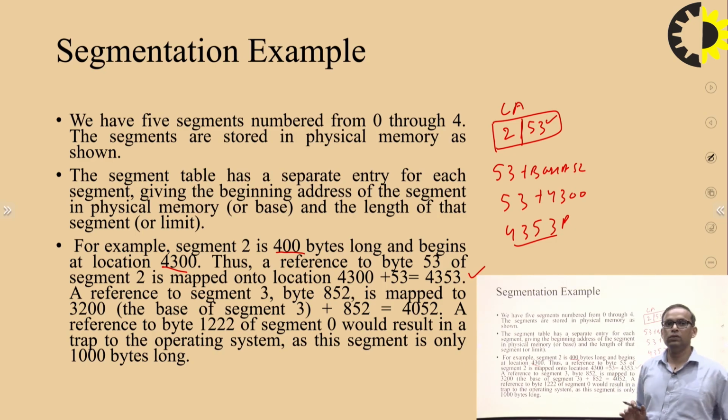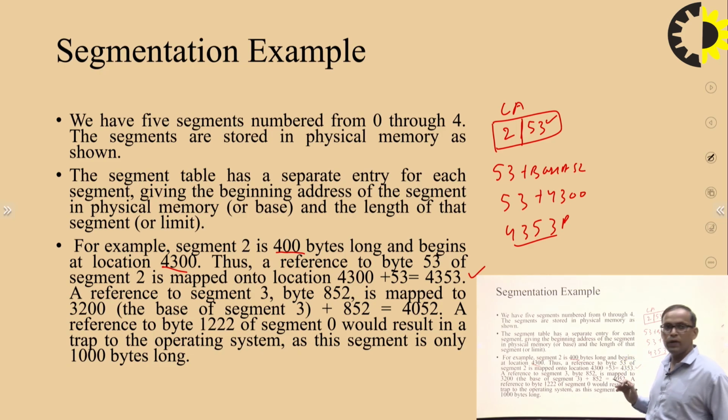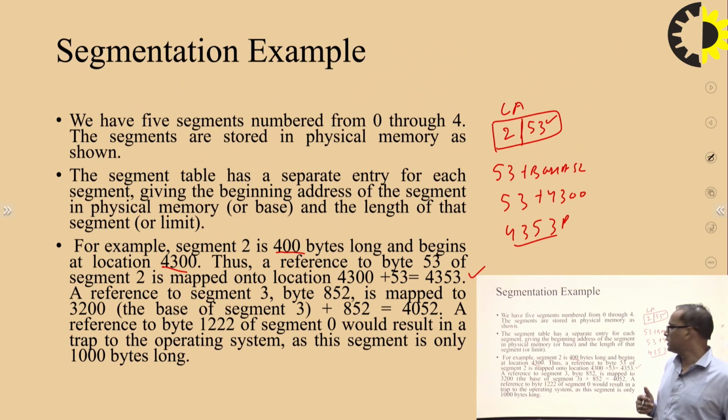A question on this type of problem is asked in the AKTU exam. A table of logical addresses is given, and the segment table is also given. Now we have to find the physical addresses. In order to find the physical address, first we check whether the offset is valid or not. If it is valid, then add the base address of that segment in order to find the physical address.